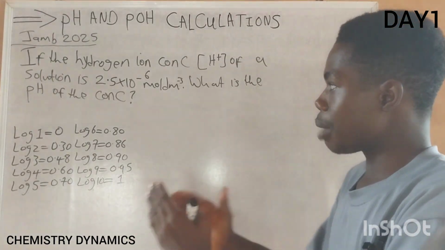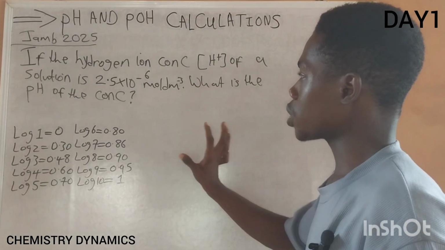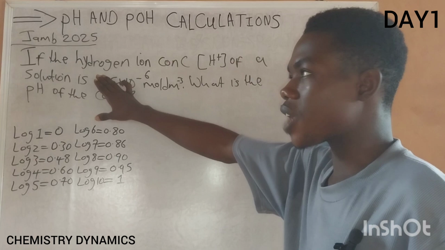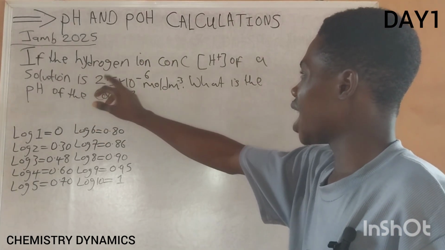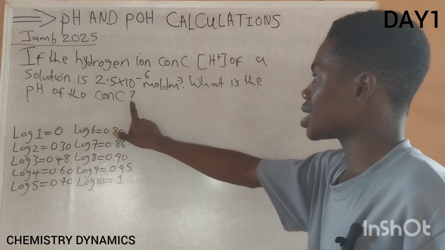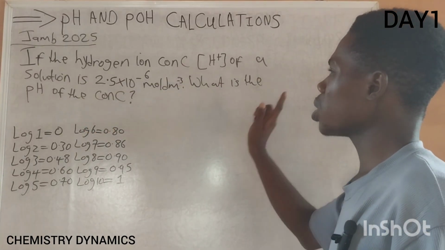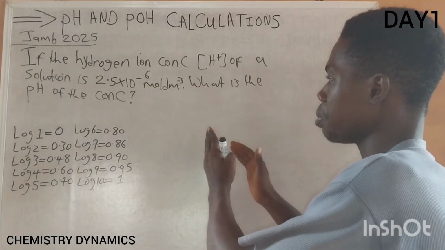So guys, this happens to be the assignment I said I was going to drop. This question is a JAMB 2025 question, which happened to be last year's question. The question says, if the hydrogen ion concentration of a solution is 2.5 times 10 raised to minus 6 mole per dm³, what is the pH of the solution? So this is the question that I'll be dropping with us.